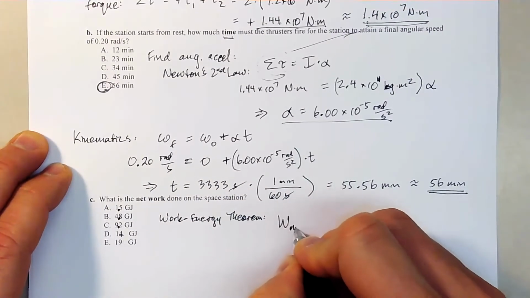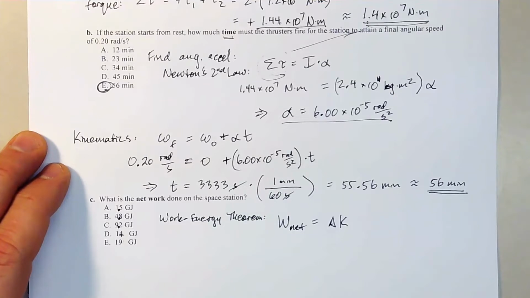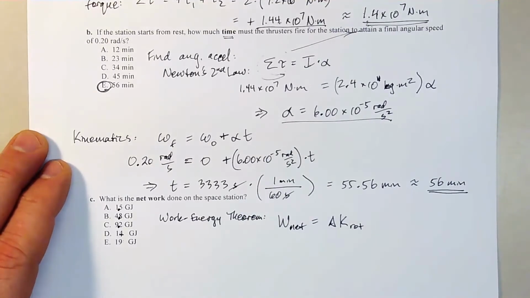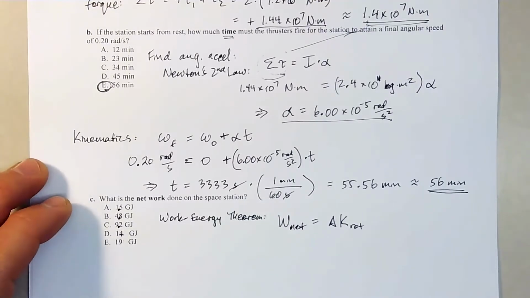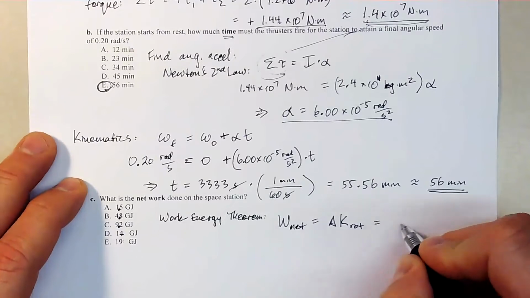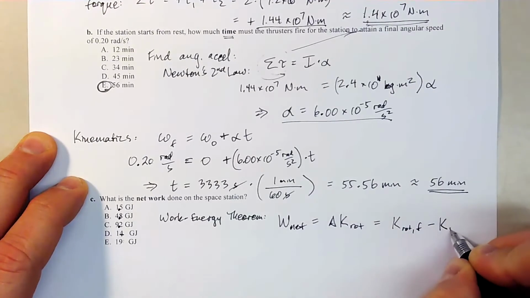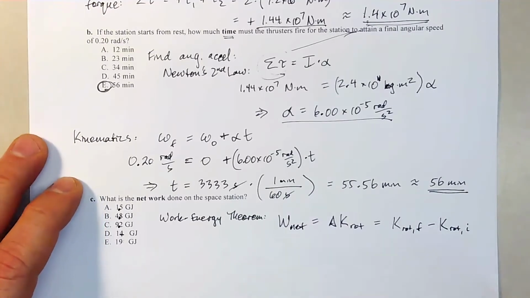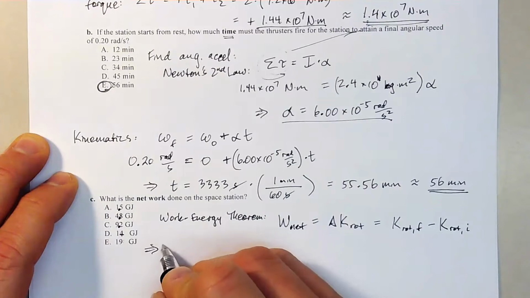The net work or total work done on a system is just the change in kinetic energy of the system. And in this case, the object has no translational kinetic energy. It only spins on a stationary axis. So it only has rotational kinetic energy. So that's going to be K final minus K initial. Now we're told up above that the object starts at rest.